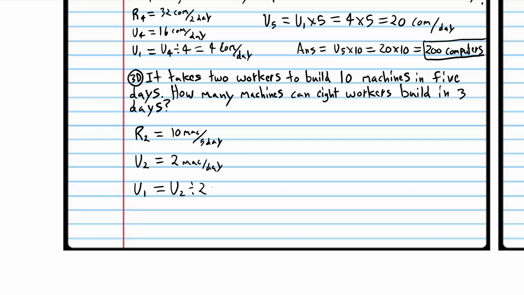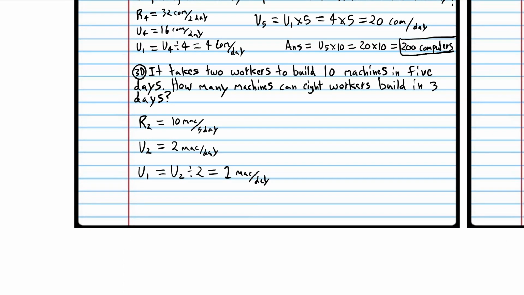I probably should just do what I did before. So 2 divided by 2 is 1 machine per day. All right, so 1 worker can build 1 machine per day.